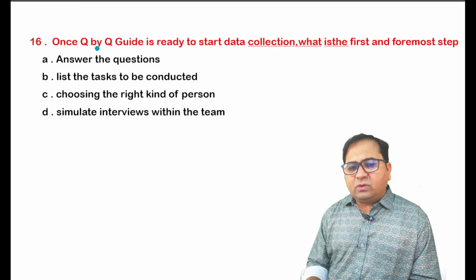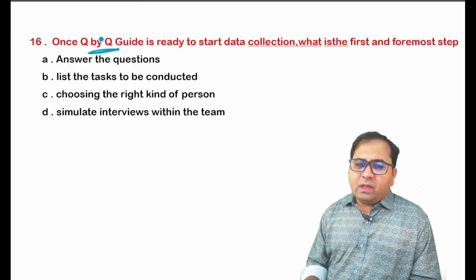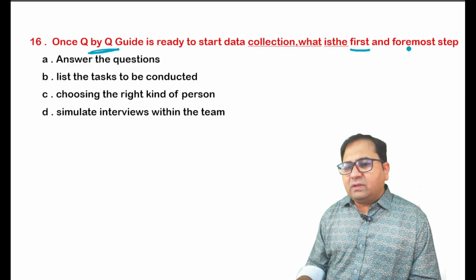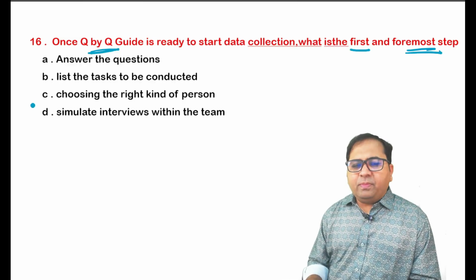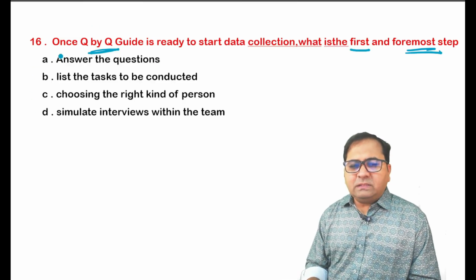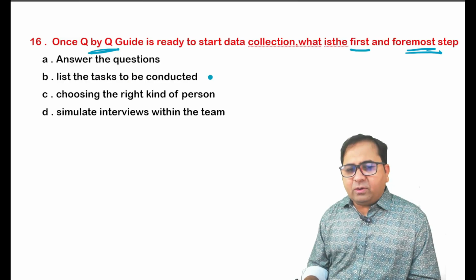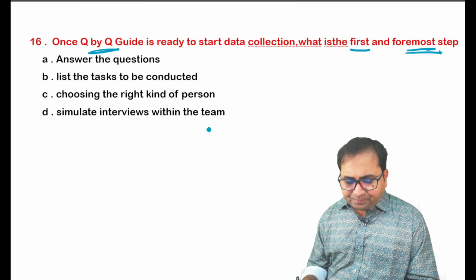Next, once question by question guide, this Q by Q is nothing but question by question. Once question by question guide is ready to start data collection, what is the first and the foremost step? The options are: A, answer the questions; B, list the tasks to be conducted; C, choosing the right kind of person; or D, simulate the interviews within the team.